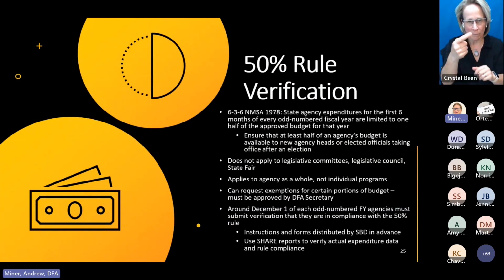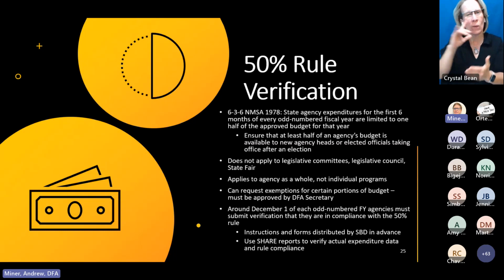One last thing here, the 50% rule verification. So this is a little chunk of the State Budget Act statutes. You can find it at 636. And so this states that state agency expenditures for the first 6 months of every odd-numbered fiscal year are limited to 1/2 of the approved budget for that year.